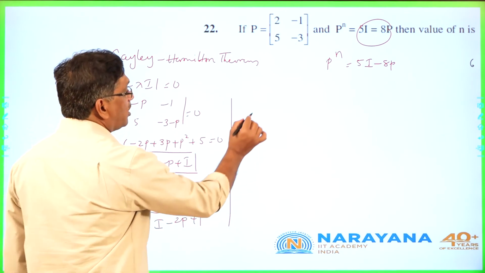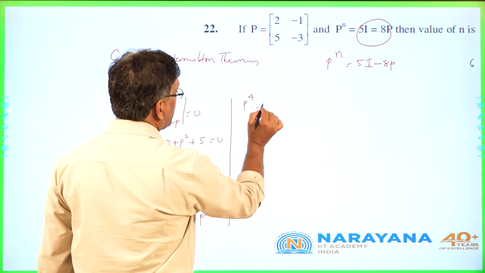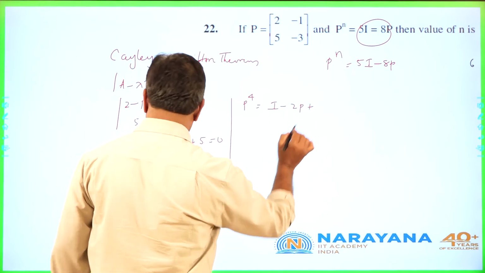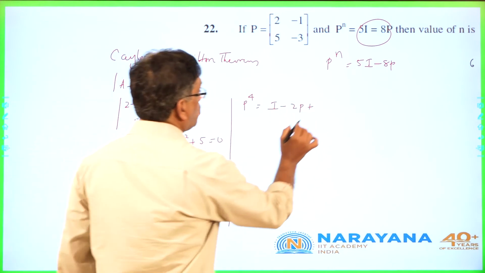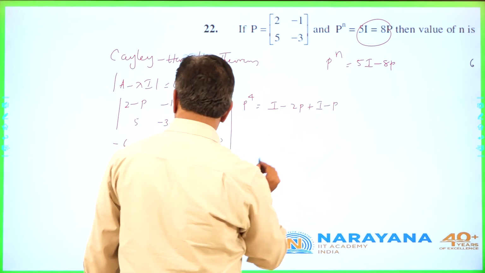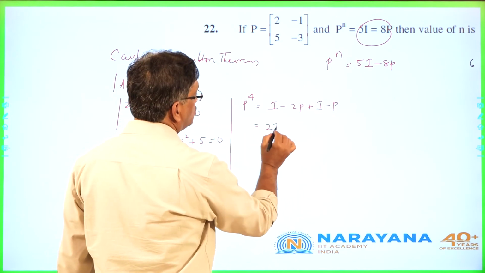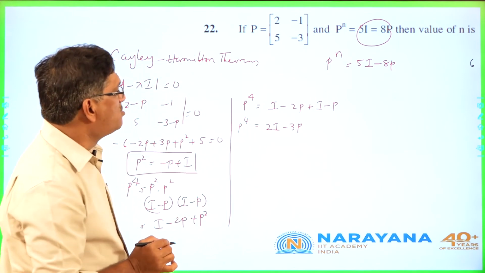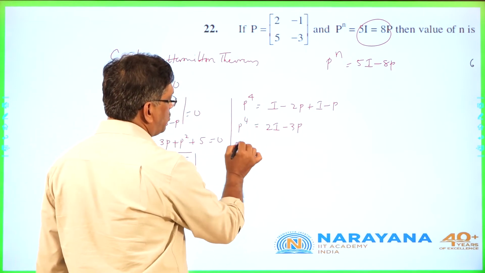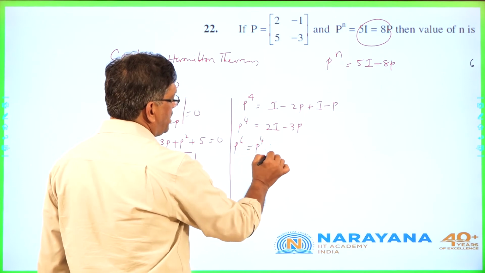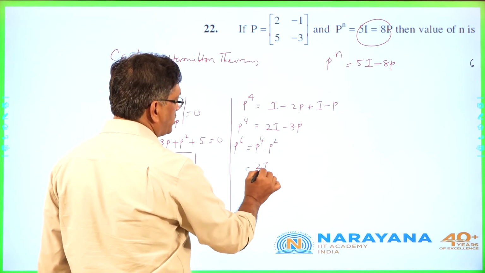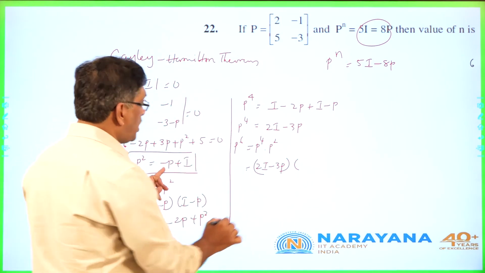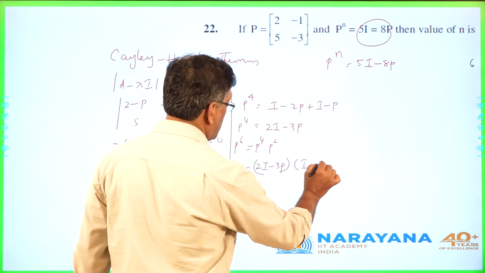But wherever p square is there, once again you have to apply the given expression. P square equal to I minus p. It is 2i minus 3p, that is p power 4. But I want p power 6, that is p power 4 into p square, 2i minus 3p, and p square is I minus p.